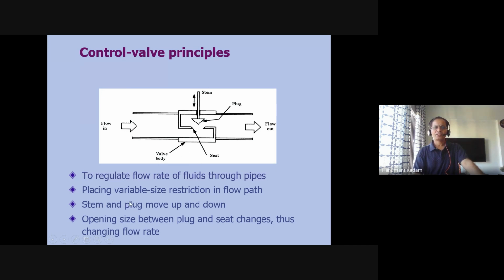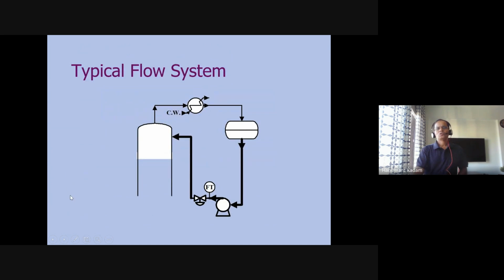A variable size restriction is placed in the flow path, and the stem and plug move up and down. This is the stem and this is the plug, moving up and down based on your controller signal. The opening size between plug and seat changes, and thus the flow rate changes. So based on this gap, the flow rate is changed. A typical flow system you can see here.